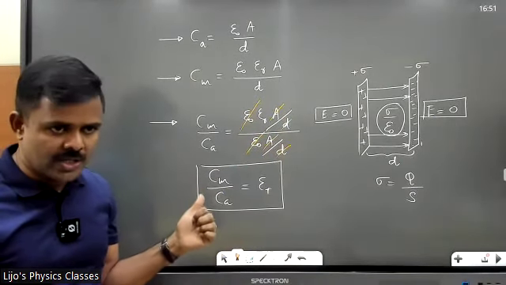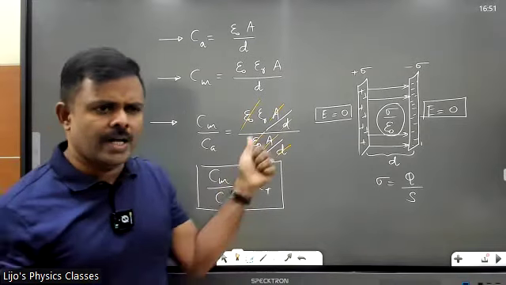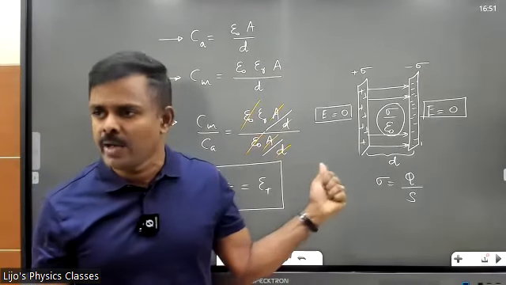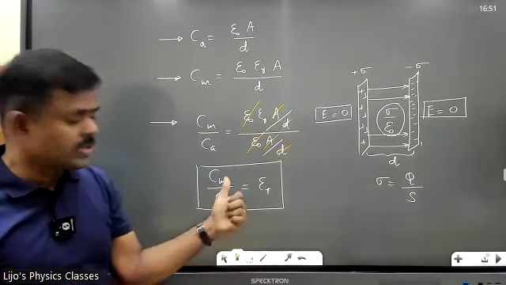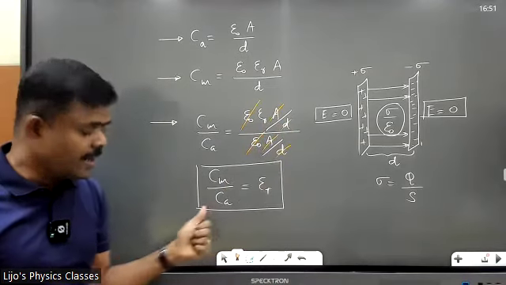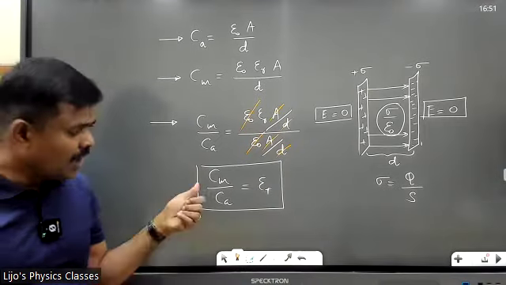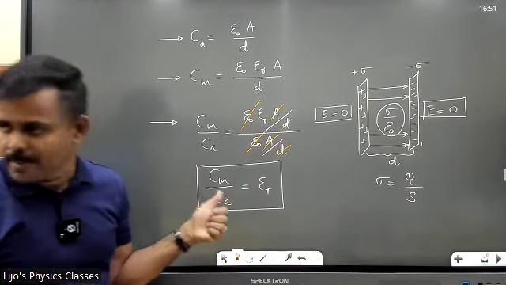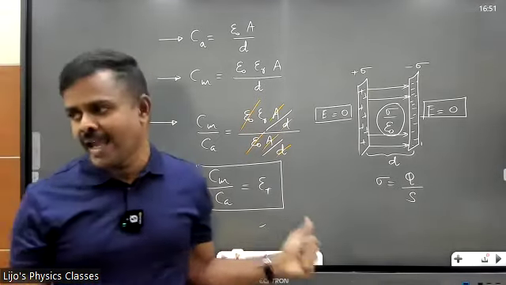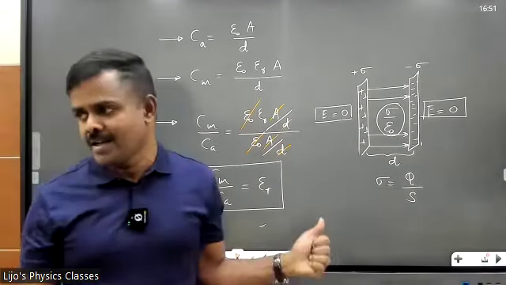You take the ratio Cm to Ca: epsilon 0 epsilon R A by d divided by epsilon 0 A by d. Epsilon 0 cancels, area cancels, d cancels, and you get epsilon R. You have the definition of epsilon R here, right? It is the ratio of capacitance with the medium to capacitance with air.